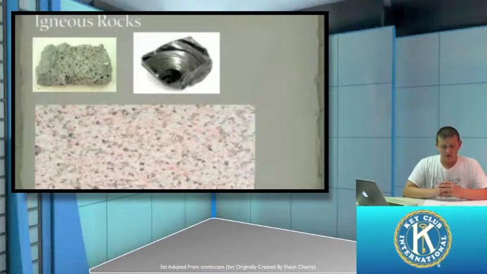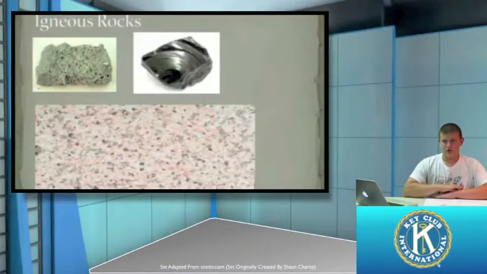Since igneous rocks are formed from either lava or magma, this is very important, because if they're extrusive and they were formed outside the earth, they usually cool much faster. Because they cool faster, they usually have smaller crystals. And because they have smaller crystals, this is very useful in the identification of them.